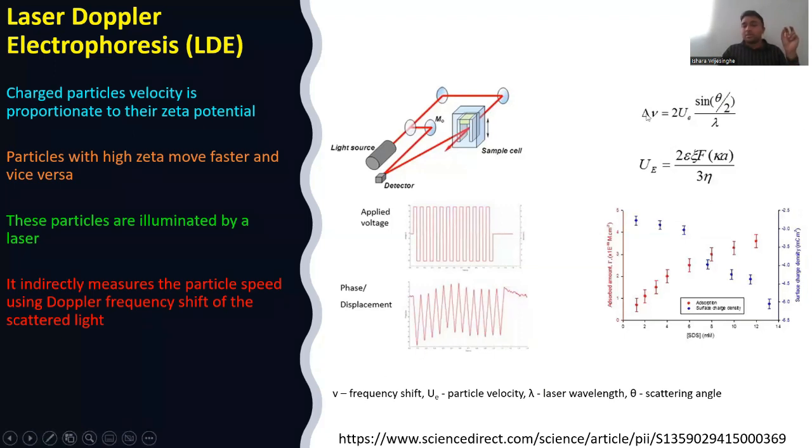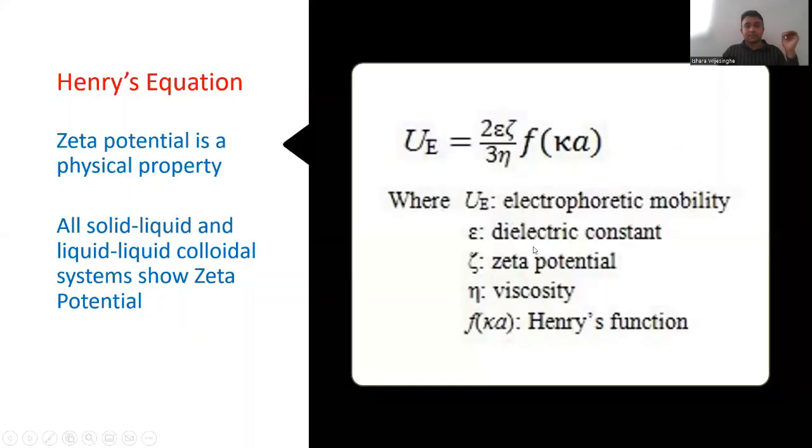Here you can see this nu is the frequency shift, UE is the particle's velocity, lambda is the wavelength of the laser light, and theta is the scattering angle. To calculate the particle velocity, if you know the particle velocity, we can calculate the zeta potential. These are the factors; we will learn this later. This is called Henry's equation.